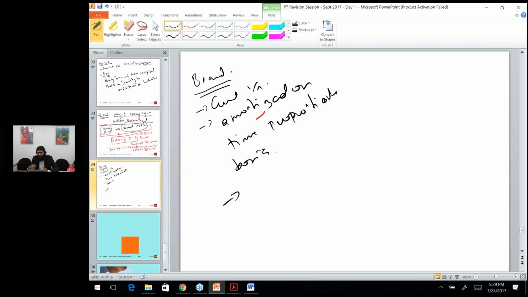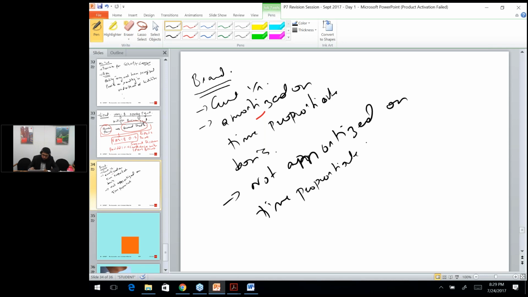So now what is the risk? The risk is that they have not amortized on a time proportionate basis. And another risk that could arise is that the life of 15 years might be unreasonable.